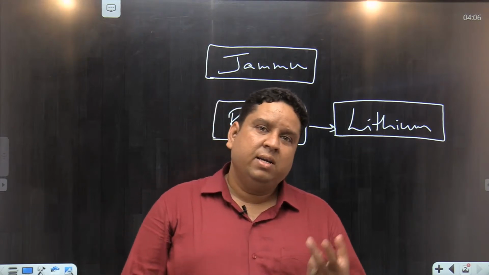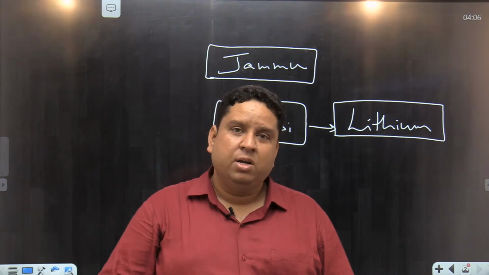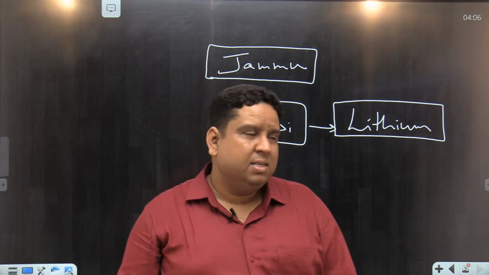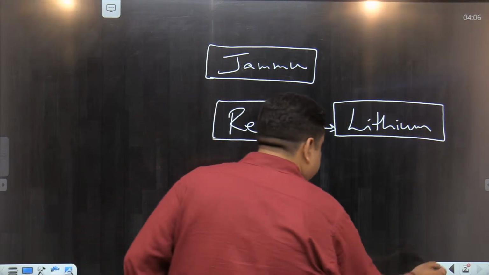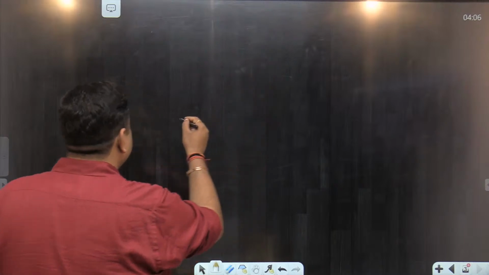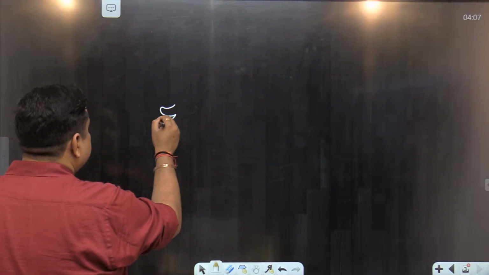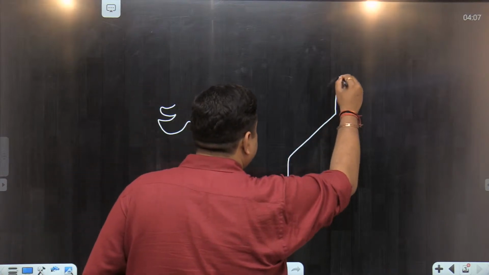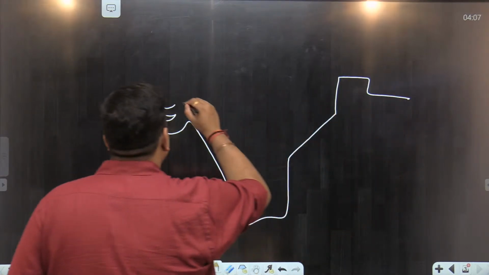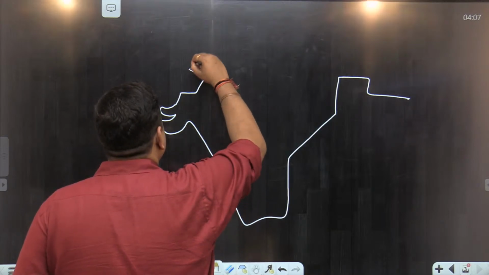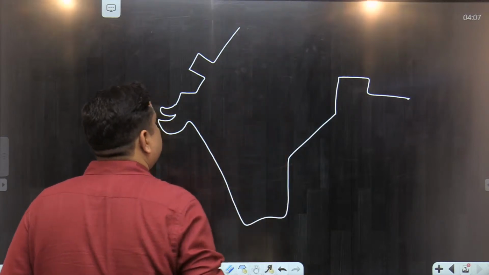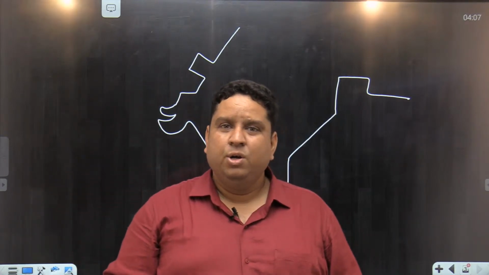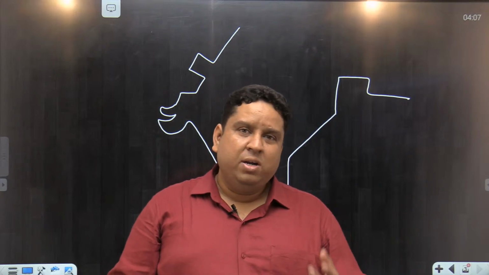Now let us come to the next important landmass, that is Peninsular India. Yes, Peninsular India is also a very important region. Let us have a quick look at the Peninsular region. Basically, the Peninsular region is the oldest landmass of India. It was part of Gondwana land.